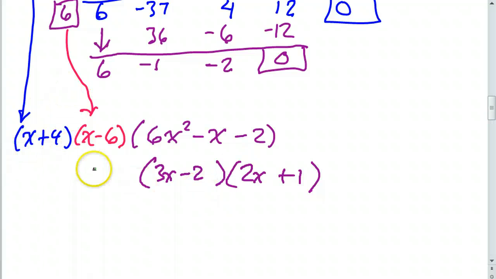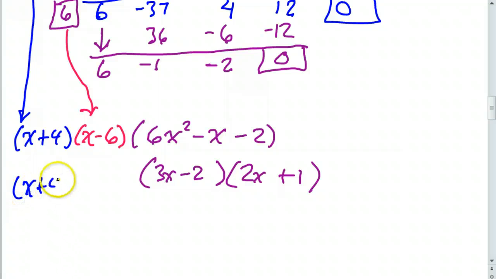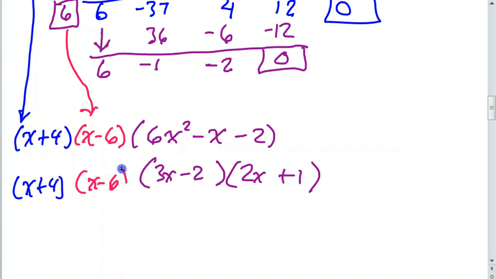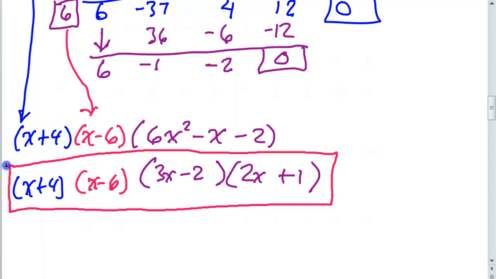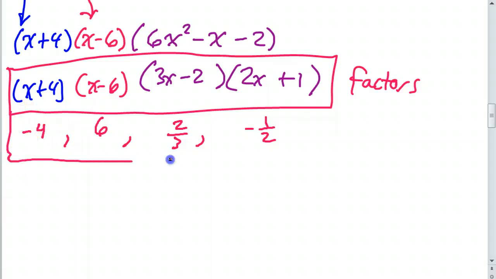And then of course I'll just bring down the other two factors. So I'll have my x plus 4, bring that down, and my x minus 6. So these are my factors, completely factored. That's what you should have had for your factors. And then of course my zeros are going to be negative 4, positive 6, positive 2/3, and negative 1/2. Okay, these are my zeros.